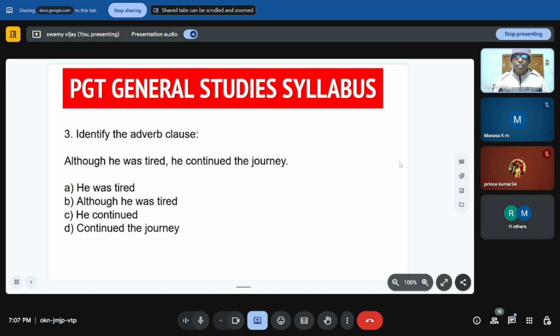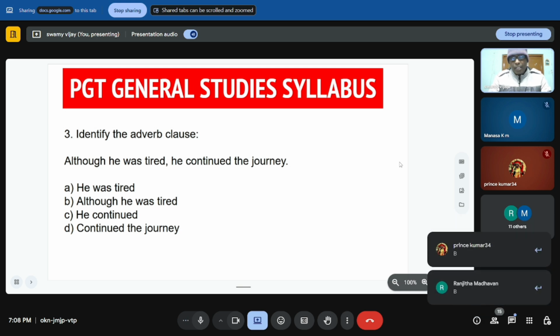Although he was tired, he continued the journey. Now here also you can see, as you are all advanced learners, there is one subordinate clause and one main clause. Generally the adverb clauses, adjective clauses or noun clauses are also part of subordinate clauses or dependent clauses. So identify the adverb clause in the sentence. Although he was tired, he continued the journey. Which part of the sentence carries an adverb clause? "He was tired," or "although he was tired"? Right. Answer option is B.